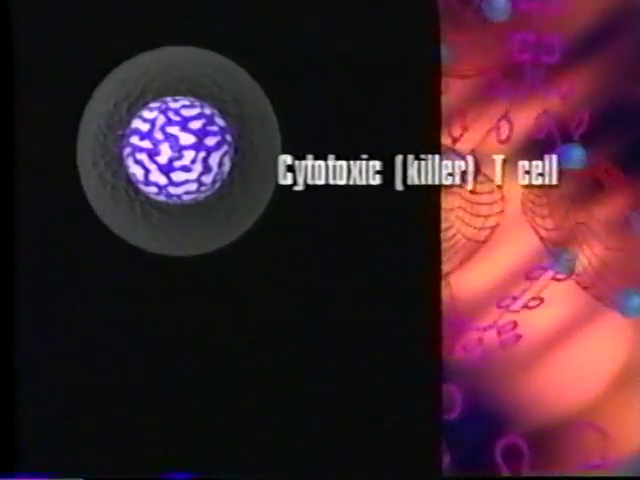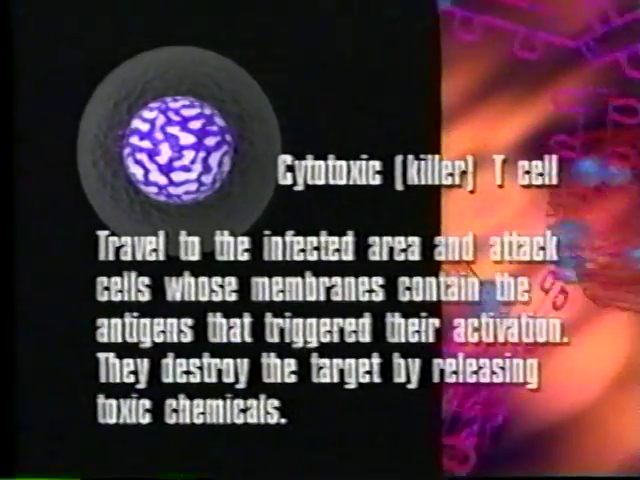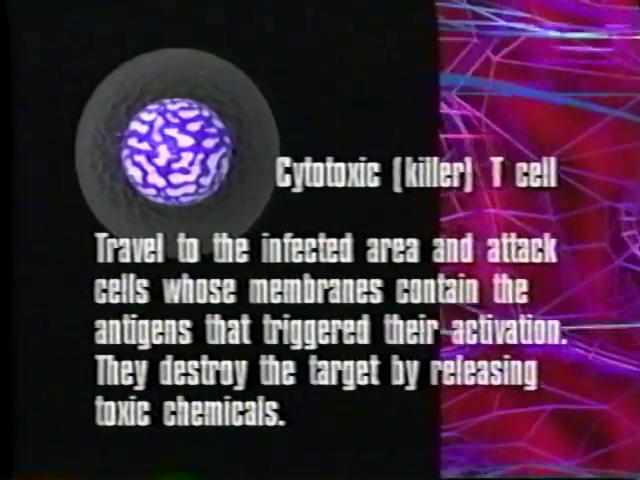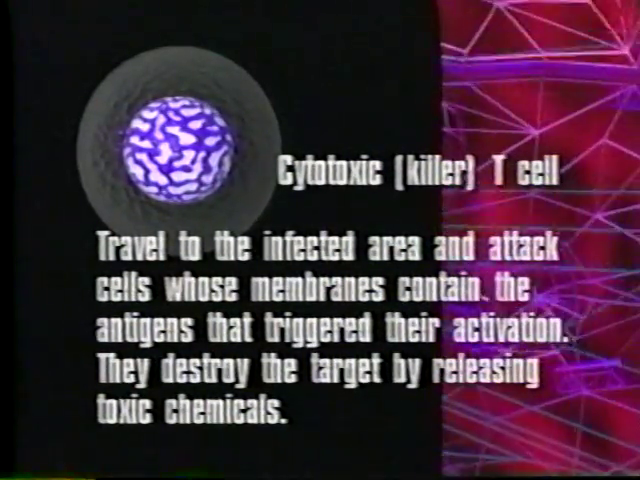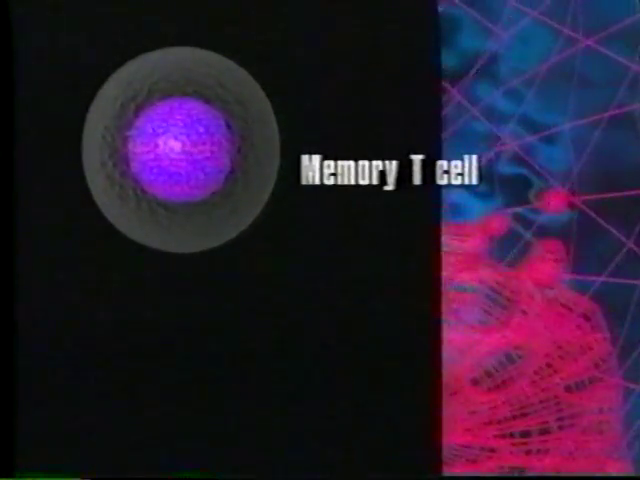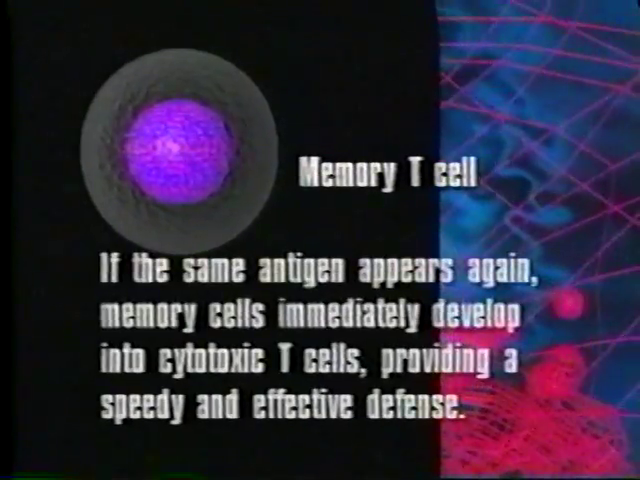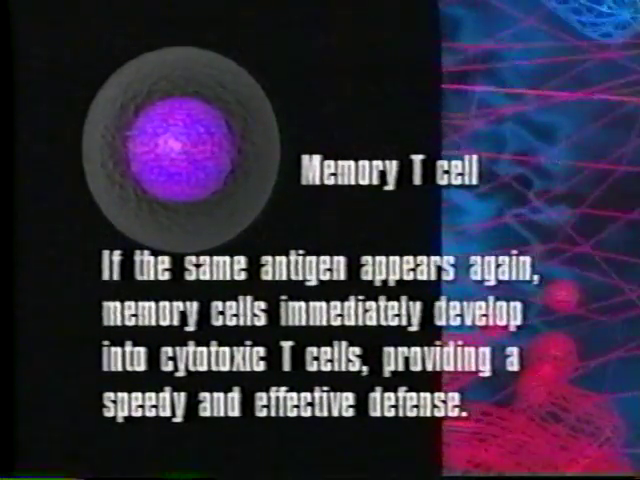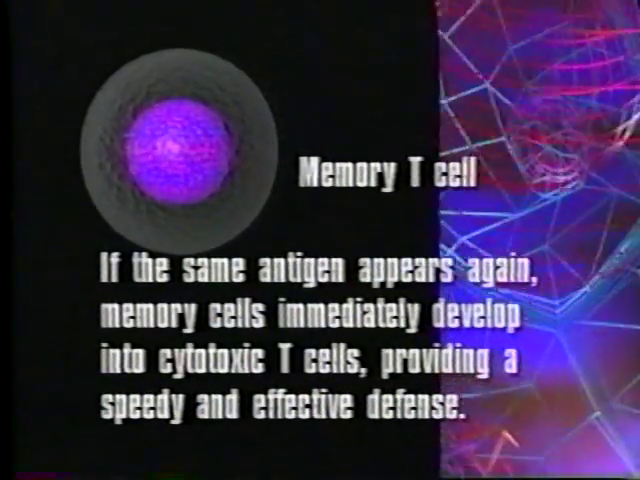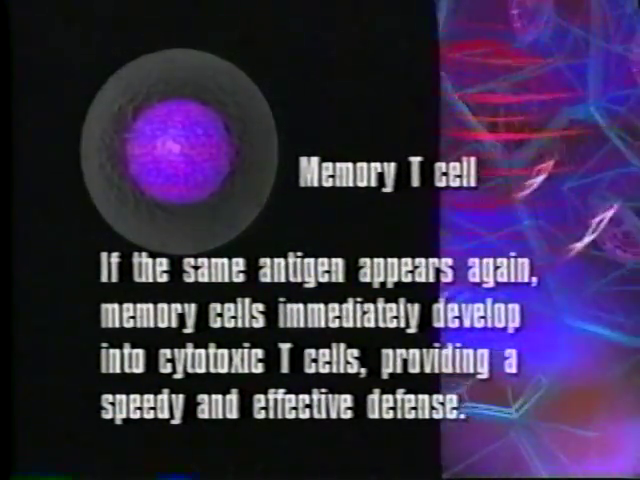Cytotoxic T cells travel to the infected area and attack cells whose membranes contain the antigens that triggered their activation. They destroy the target by releasing toxic chemicals. Another is the memory T cells, which remain in reserve. If the same antigen appears again, memory cells immediately develop into cytotoxic T cells, providing a speedy and effective defense.